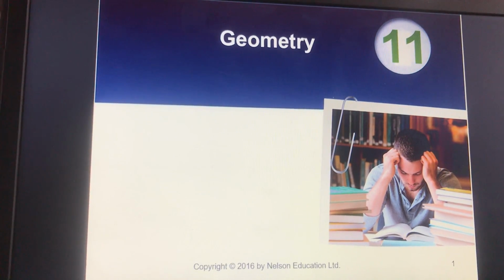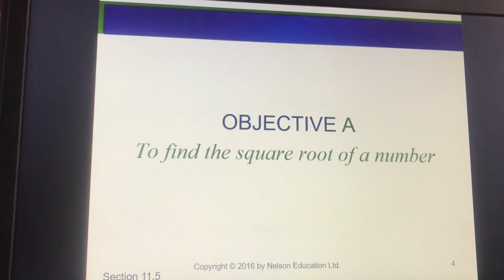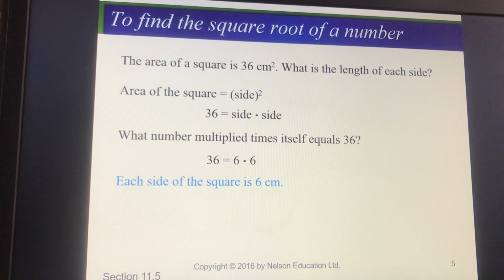Here in this video, we want to look at the Pythagorean theorem. The objectives will be to find the square root of a number, find the unknown side of a right triangle, and to solve application problems. How do we find the square root of a number? And what is it, really?